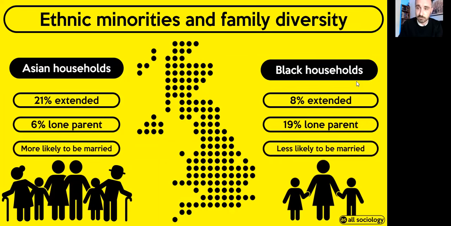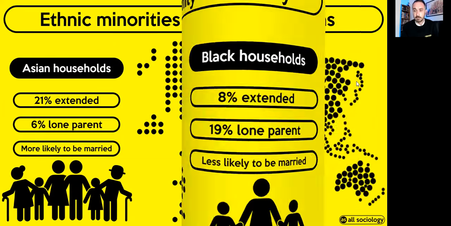And just so you might be interested to know, rates of marriage tend to be much higher amongst Asian households than they do amongst black households. So that's a little bit of ethnic minority difference in family types and what we might call archetypal families, like the common family type, if you will.